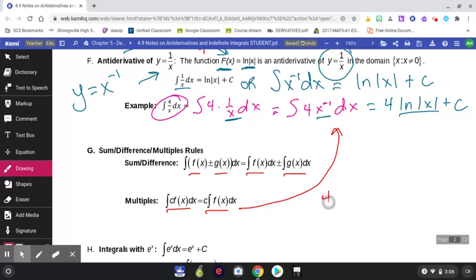I could have written this as 4 and then take the antiderivative of x to the negative 1 dx. So again, that 4 came along for the ride, and the antiderivative was the natural log of the absolute value of x plus c. We saw that when we talked about definite integral properties the other day.